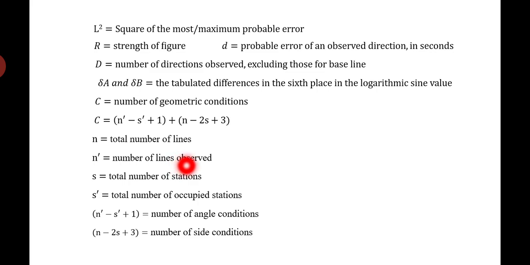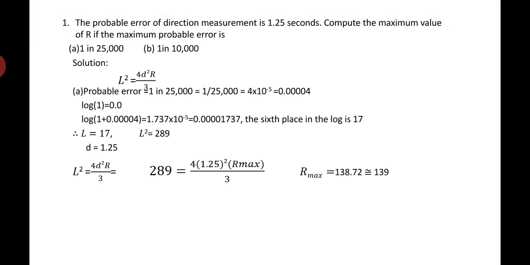Now n dash is the total number of lines observed. See, from one station how many lines you are going to observe, that is n dash, and n is the total number of lines you are counting for that particular figure. S is the total number of stations, S dash is the total number of occupied stations. Total number of stations counted is a totally different thing, and occupying that station is totally different. So you have to keep these things in mind while solving any kind of problem, and this condition obviously is going to come there. Now we'll see how to use that, or how to execute this.